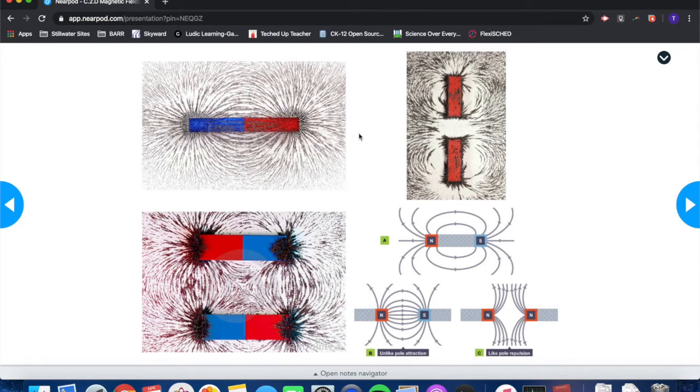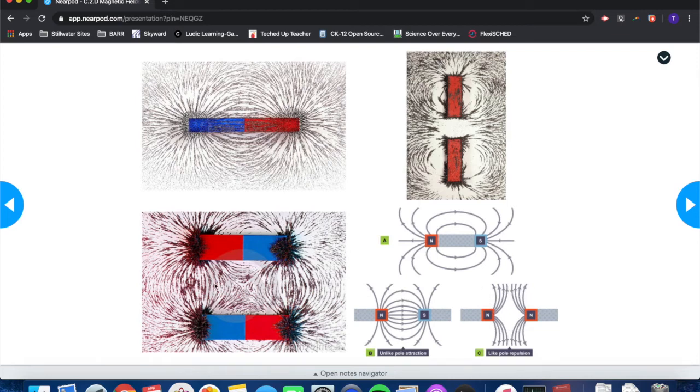with their different poles. Right here, this is when you have a north pole facing a north pole, basically the same pole facing. You will notice that the area between those two poles is completely void or empty of iron filings. This is because there is no magnetic force here, which is what you would expect because like poles repel each other. You can see down here what the magnetic field would look like with arrows.